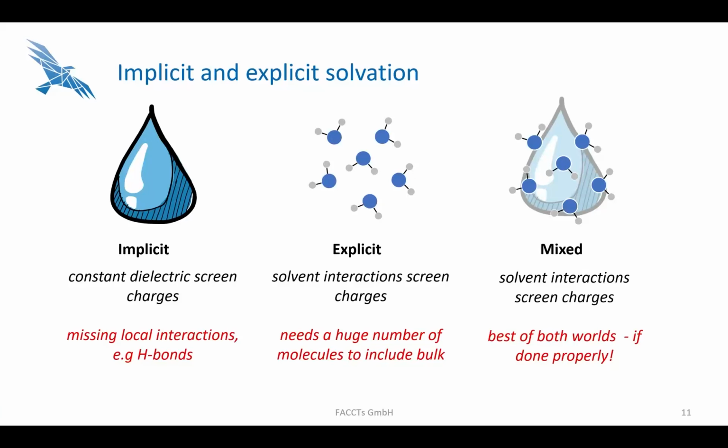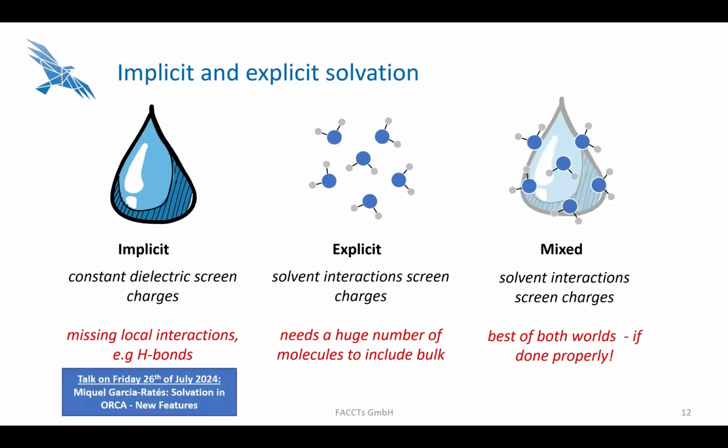As I already mentioned, the most common way to include a solvent in your model is by using it as an implicit solvent. So you only incorporate its dielectric constant in your quantum chemical model. This is a really efficient way, and there are also a lot of advances in this area in ORCA 6. Miguel is going to talk about that tomorrow. I would also recommend listening to his talk.